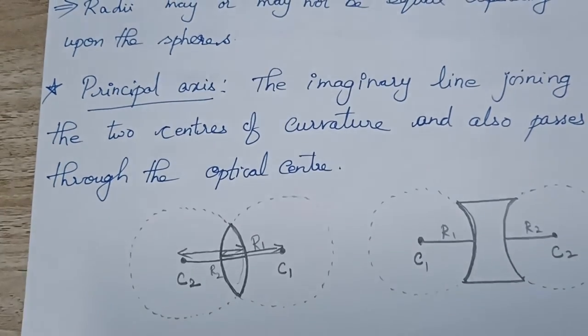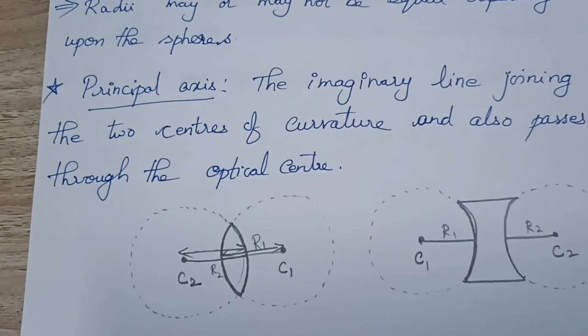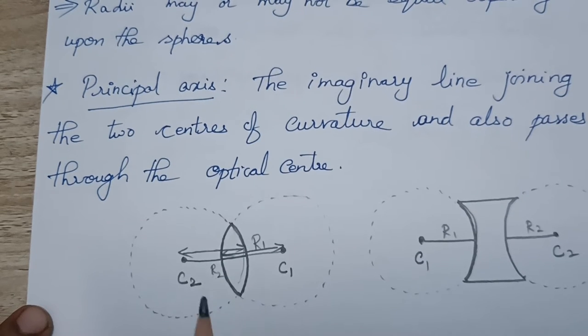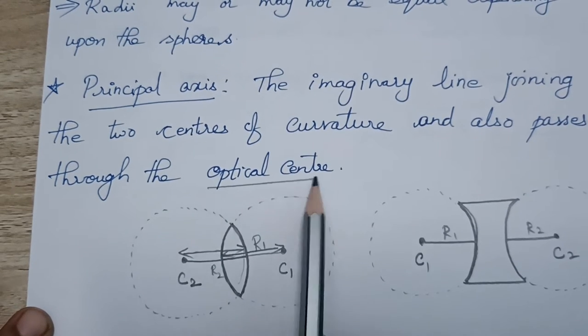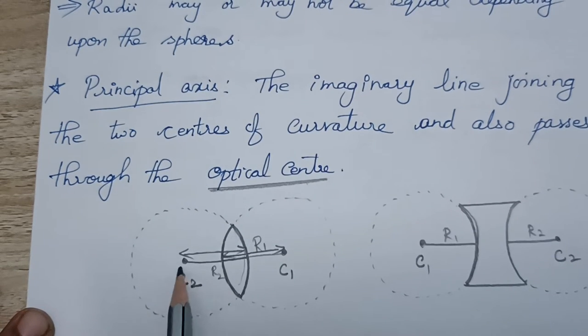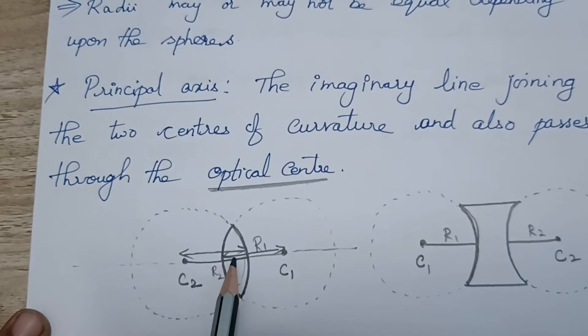Okay? These are the radii of curvature. Likewise, the principal axis. You know that the principal axis is an imaginary line joining the two centers, as well as passing through the optical center. One more terminology is there: it is the optical center, we'll study that. So the imaginary line which passes through the centers of the lens and also through the optical center is called the principal axis.